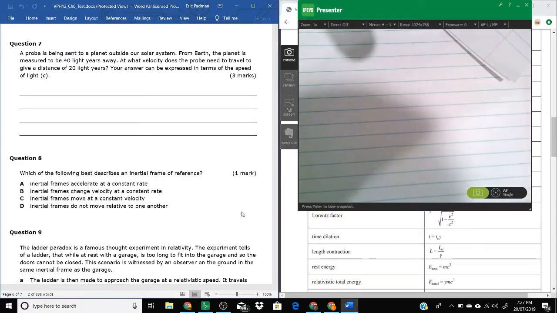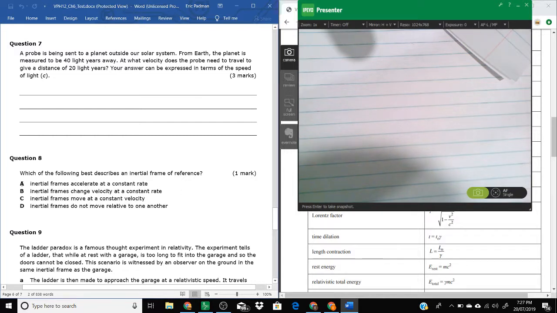So moving on, question 8. Which of the following describes an inertial frame of reference? Inertial frames accelerate at a constant rate. Inertial frames change velocity at a constant rate. Inertial frames move at a constant velocity. Inertial frames do not move relative to one another. Constant velocity.